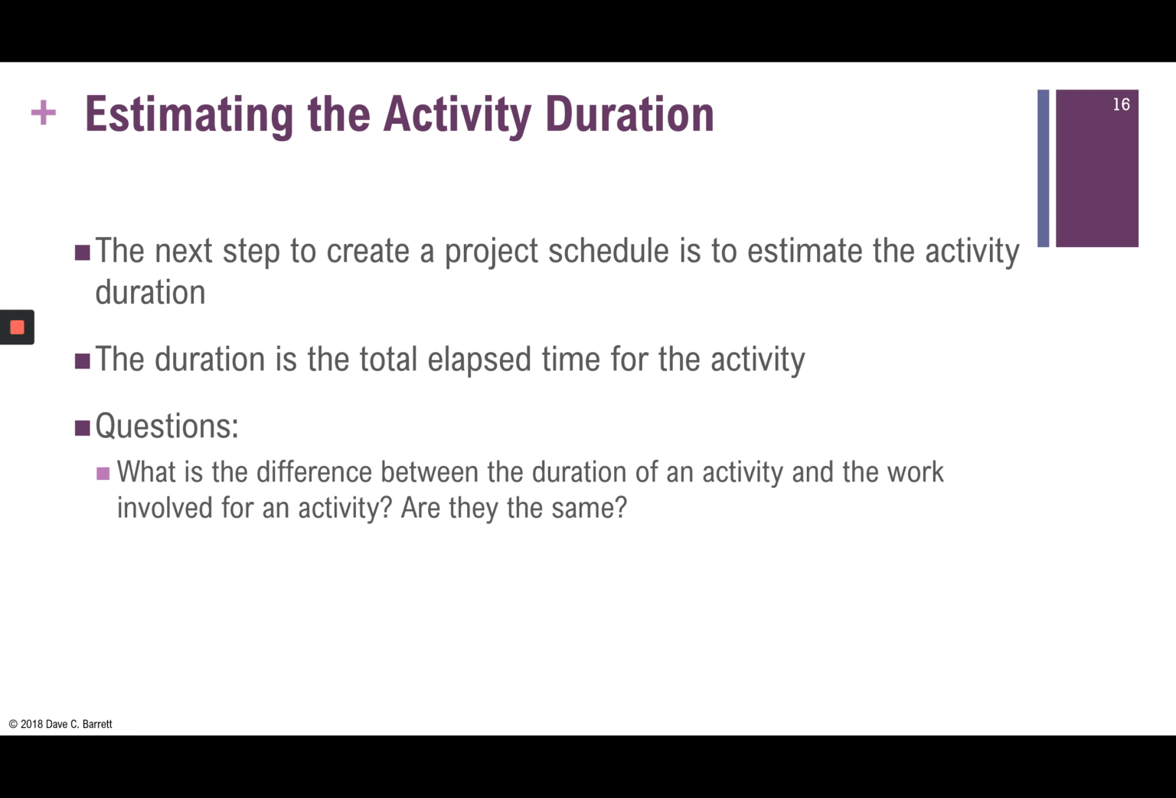If on the same 2-day activity you had 2 people working on it full time, then it would be a 2-day activity and 4 days of work. So you see how they are different concepts. They have different purposes, but they both are important. They're both different. Now, how may the duration of an activity be estimated?